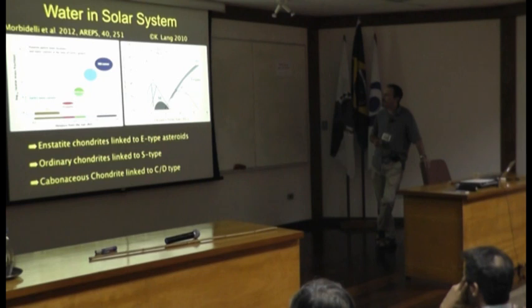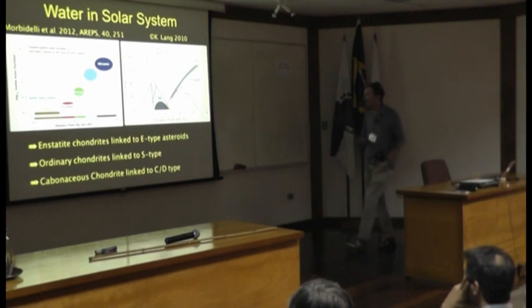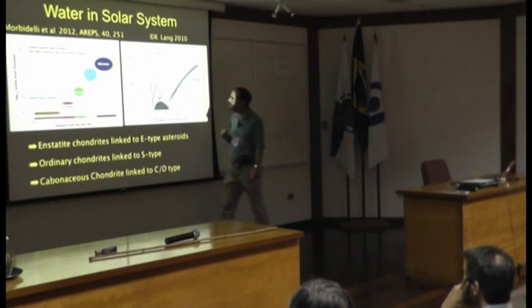All right, let's go back and talk about the solar system. This is a putative plot of the water content in the solar system, and in a way it also is a putative plot of potential carbon content. So this is the water mass fraction versus distance from the sun. So how is this constructed? Well, the N-type chondrites are believed to be linked to what are called E-type asteroids.